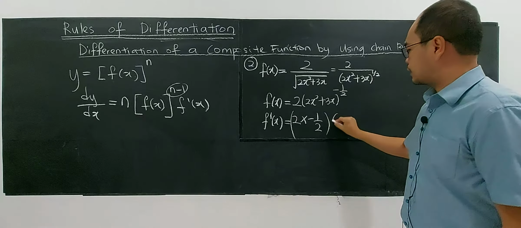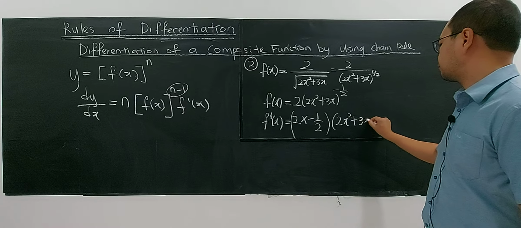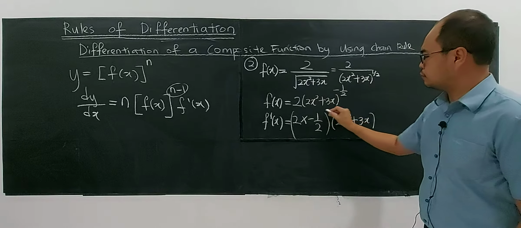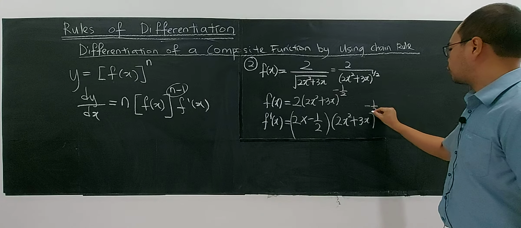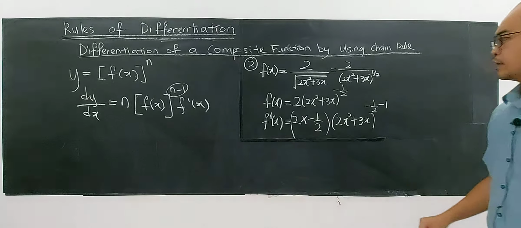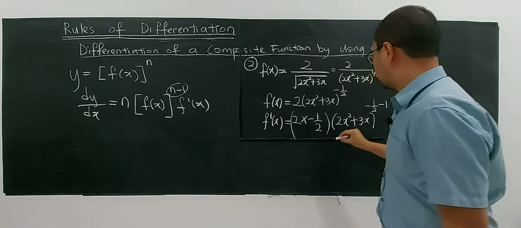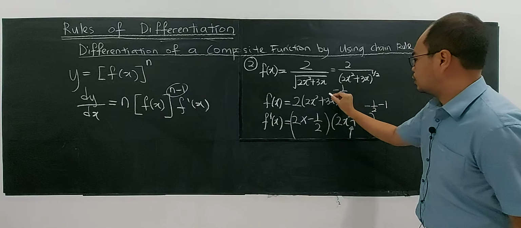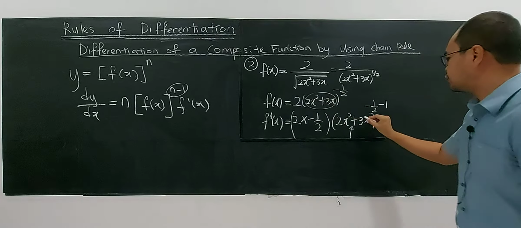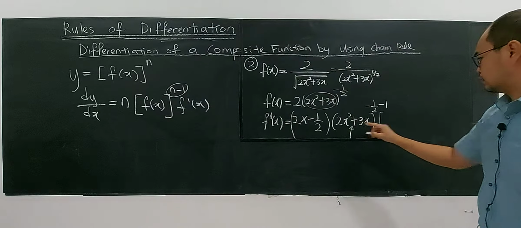After that, second step, copy back. Just copy this whole thing, and the power you have to subtract by 1. So this is the second step. The third step is, look at this inside here. This is your f(x). So differentiate the f(x).